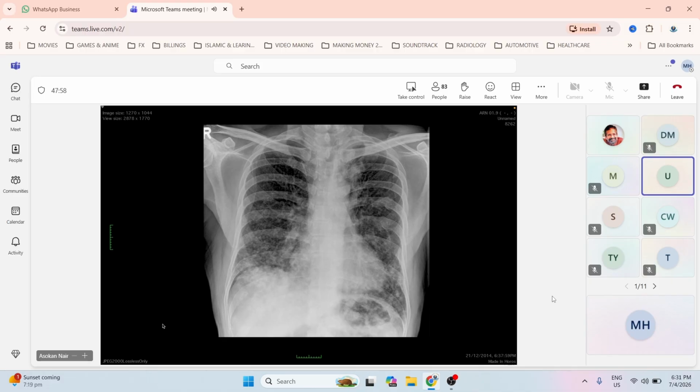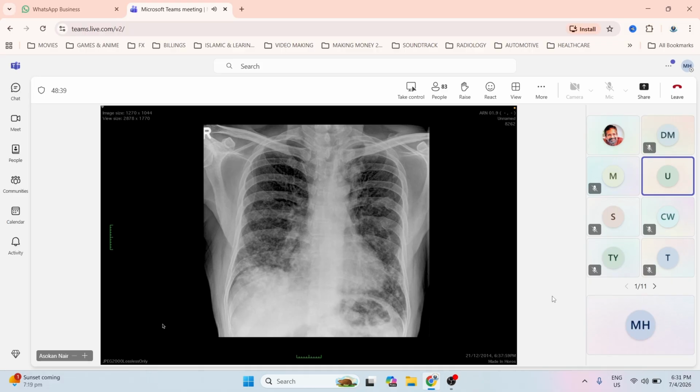I don't see any hilar lymphadenopathy or widening of the mediastinum. The heart is not enlarged. Normal cardiomediastinal contours are preserved. Apart from that, I see there is a slight tracheal deviation to the left side. Otherwise, I don't see any apparent soft tissue swelling in the neck. The visualized bones are unremarkable. I don't see any erosion.